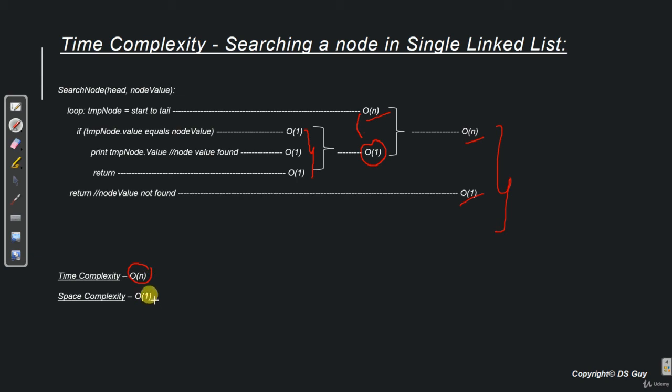Now the space complexity is order of 1 because we are just using a temporary variable over here, nothing more than that. So that is order of 1 space complexity. So with that we come to end of this video.